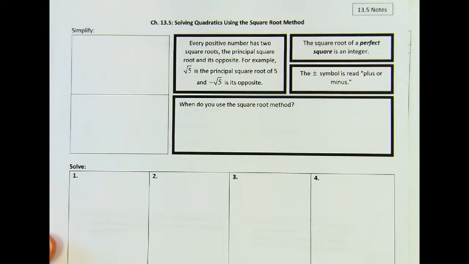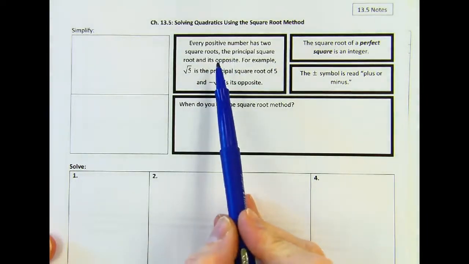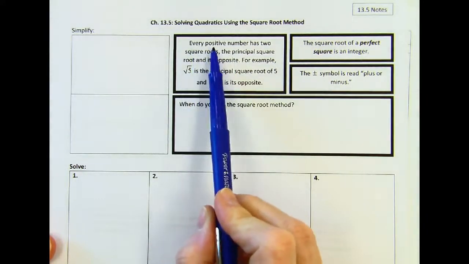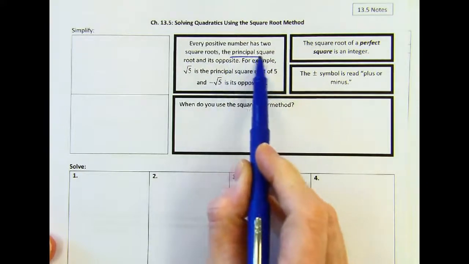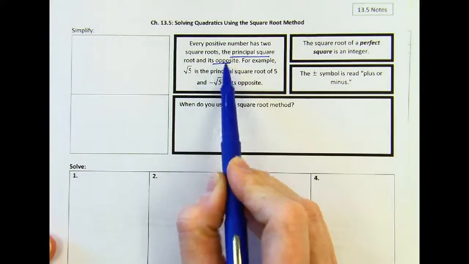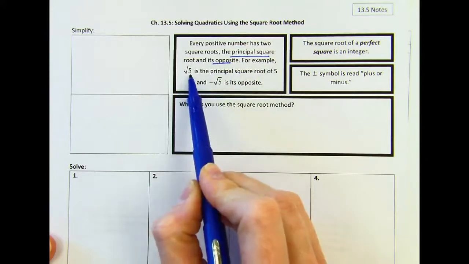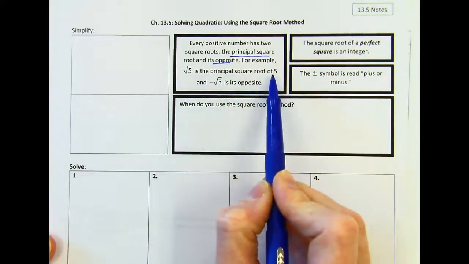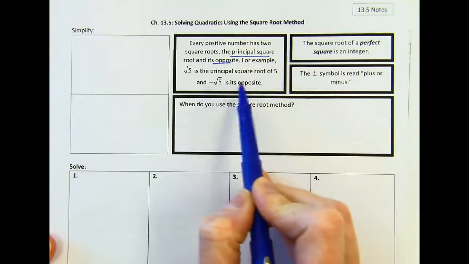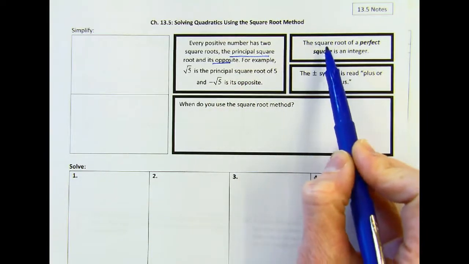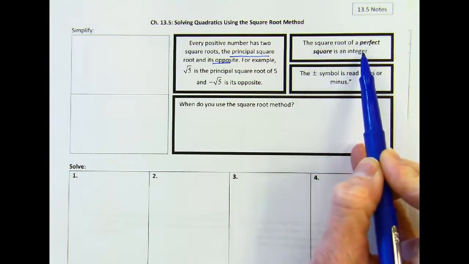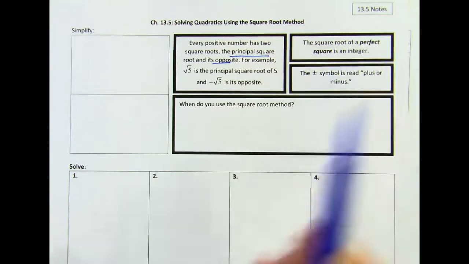We have talked about this before, and if you will look in this first box, it says every positive number has two square roots, the principal square root and its opposite. So for example, the square root of 5 is the principal square root of 5, and negative square root of 5 is its opposite. Now, you also need to remember that the square root of a perfect square is an integer. So let's look at that one first.